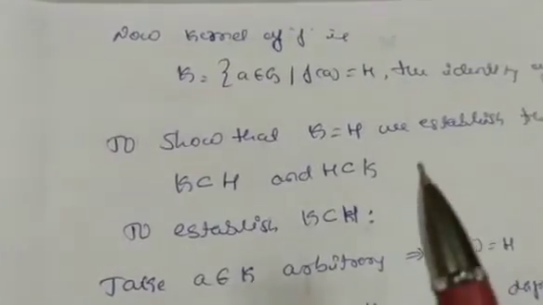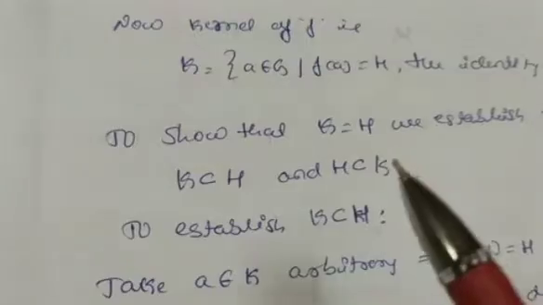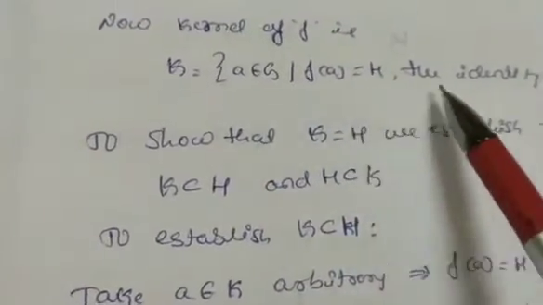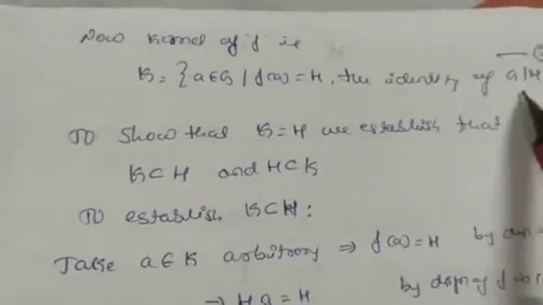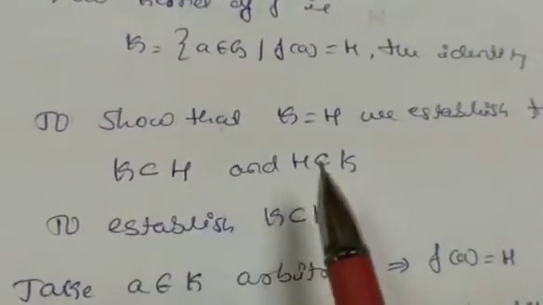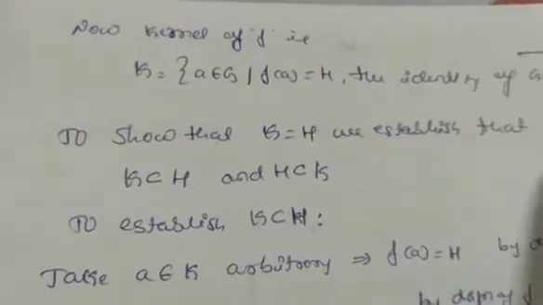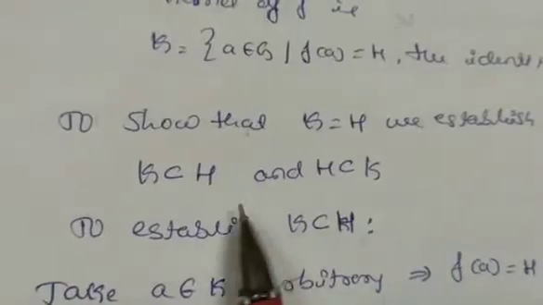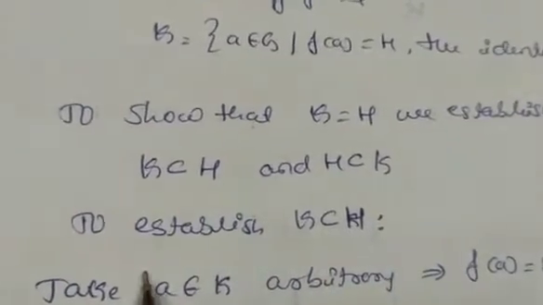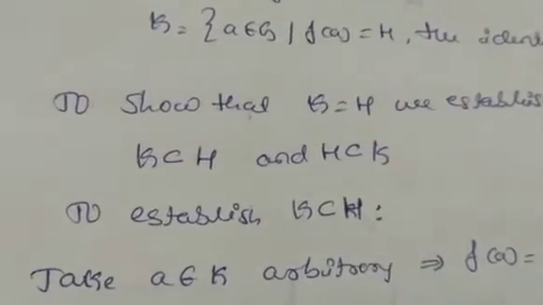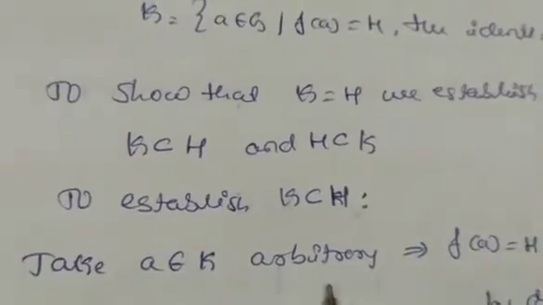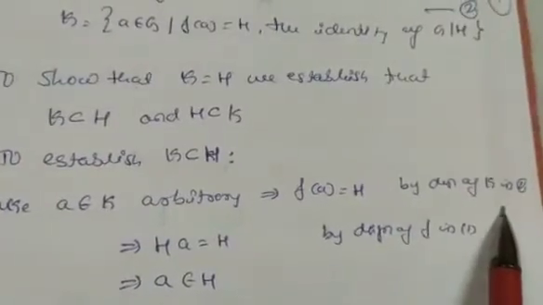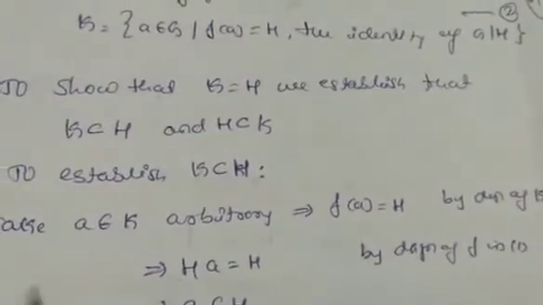Now the kernel of f, that is K, is equal to the set of a belongs to G such that f(a) is equal to H, the identity of G/H. Now to show that K is equal to H, we establish that K is contained in H and H is contained in K. That is, K is equal to H, you have to prove here. Now, to establish K is contained in H, let us take a belongs to K, which is arbitrary. Then this implies f(a) is equal to H by the definition of K. So this you have defined here.